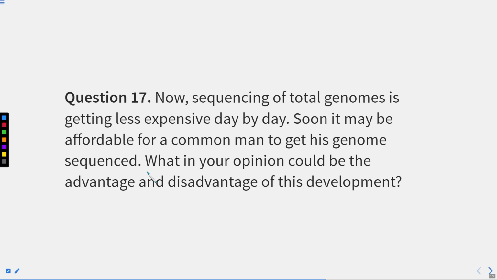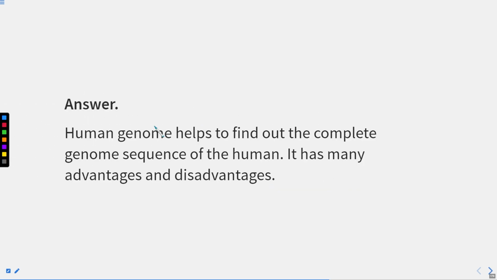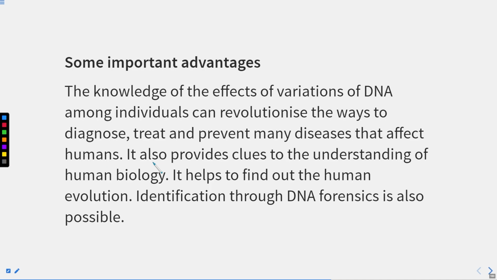Now, let's move on to the next question. Question number 17. Sequencing of the total genome is getting less expensive day by day. Soon, it may be affordable for a common man to get his genome sequenced. What is your opinion? What could be the advantages and disadvantages of this development? Now, the human genome project helps to find out the complete genome sequence of the human, and it may have the following advantages and disadvantages. So, first, let's have a look at some of the advantages.